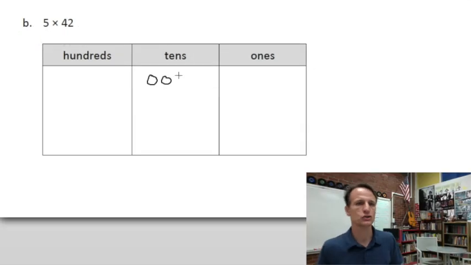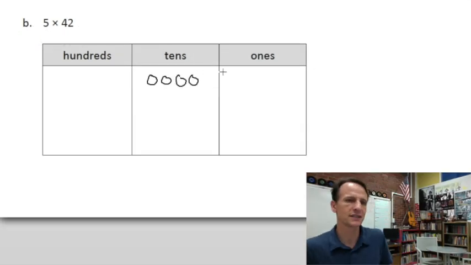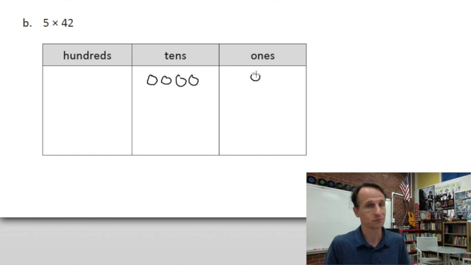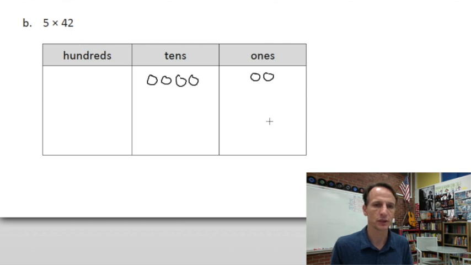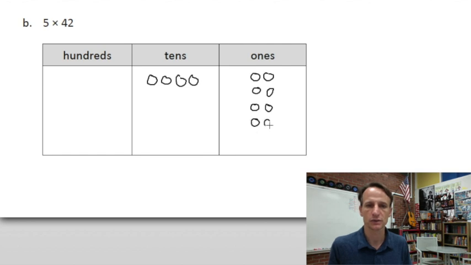And here in 2B, we are doing 5 times 42. Same idea here, all right. So we have 4 tens in 42. 1, 2, 3, 4, and 2, 1, 2. 1, 2, there's a third set. 1, 2, a fourth set, and 1, 2, a fifth set.